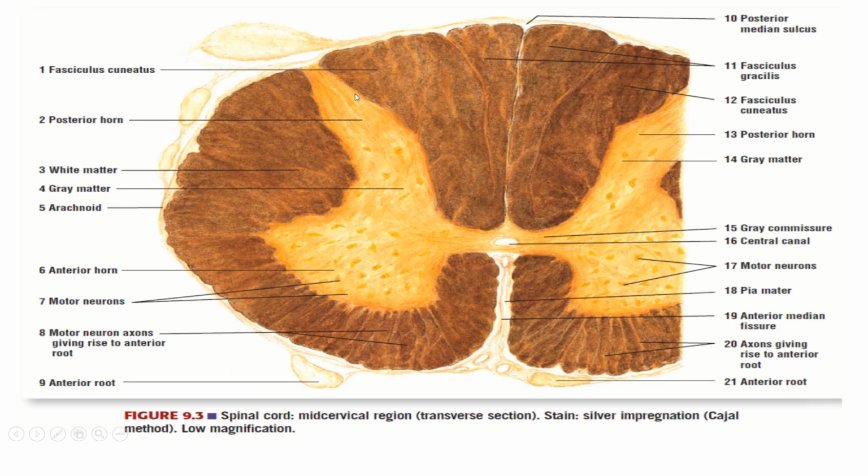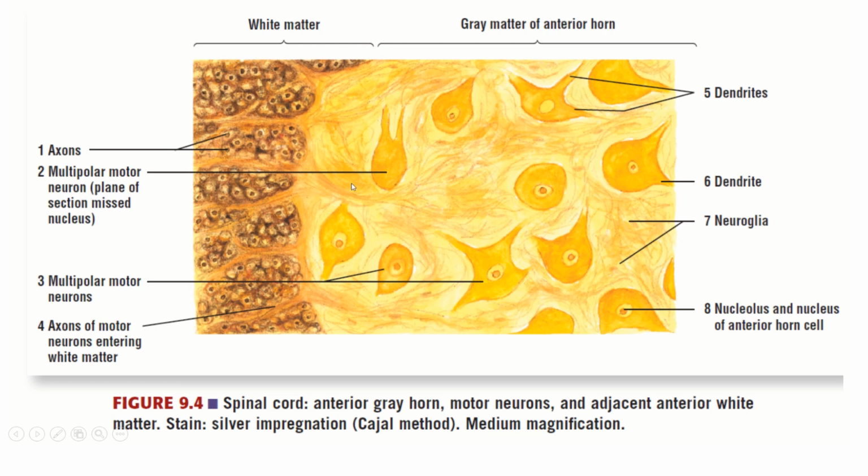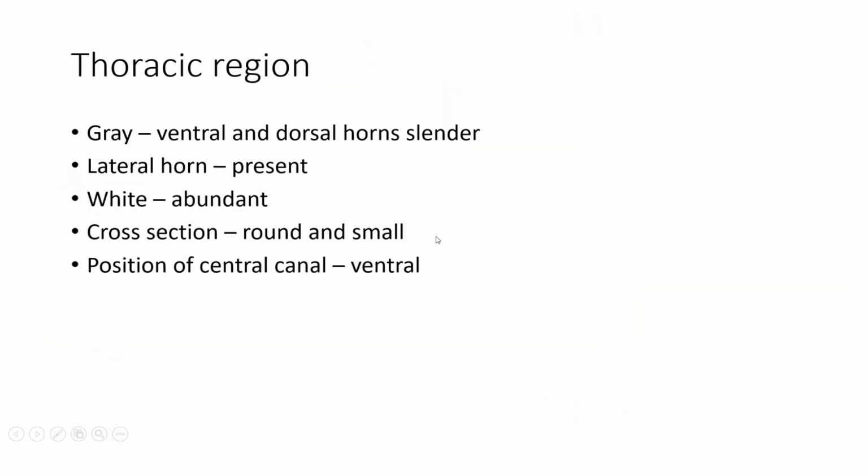You can see this is the section of the spinal cord at the cervical region. See the abundance of the white matter. The ventral horn is bulbous, whereas the dorsal horn is slender. And you can see the position of the central canal is ventral. So you can see the multipolar neurons in the gray matter, and you can see the bundles of nerve fibers.